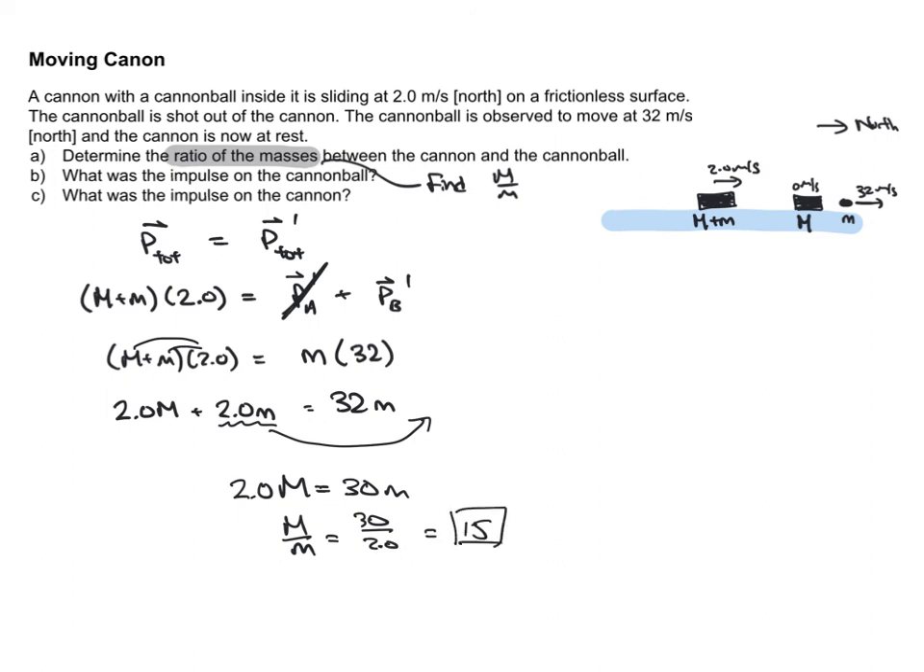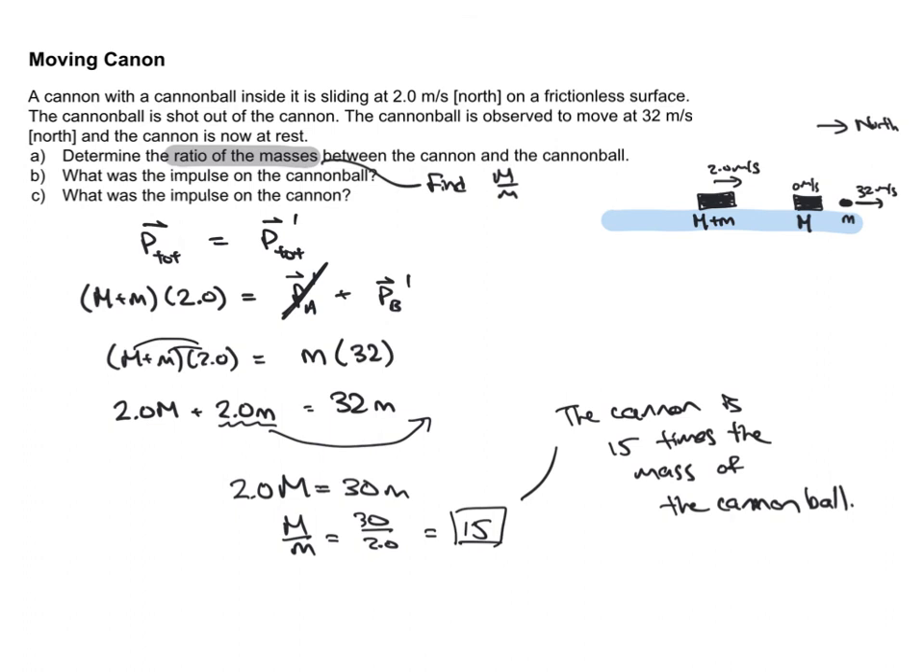What this is saying is that the cannon itself is 15 times the mass of the cannonball. Or if we ended up solving for the reciprocal, we would have got that the cannonball is 1/15 the mass of the cannon.